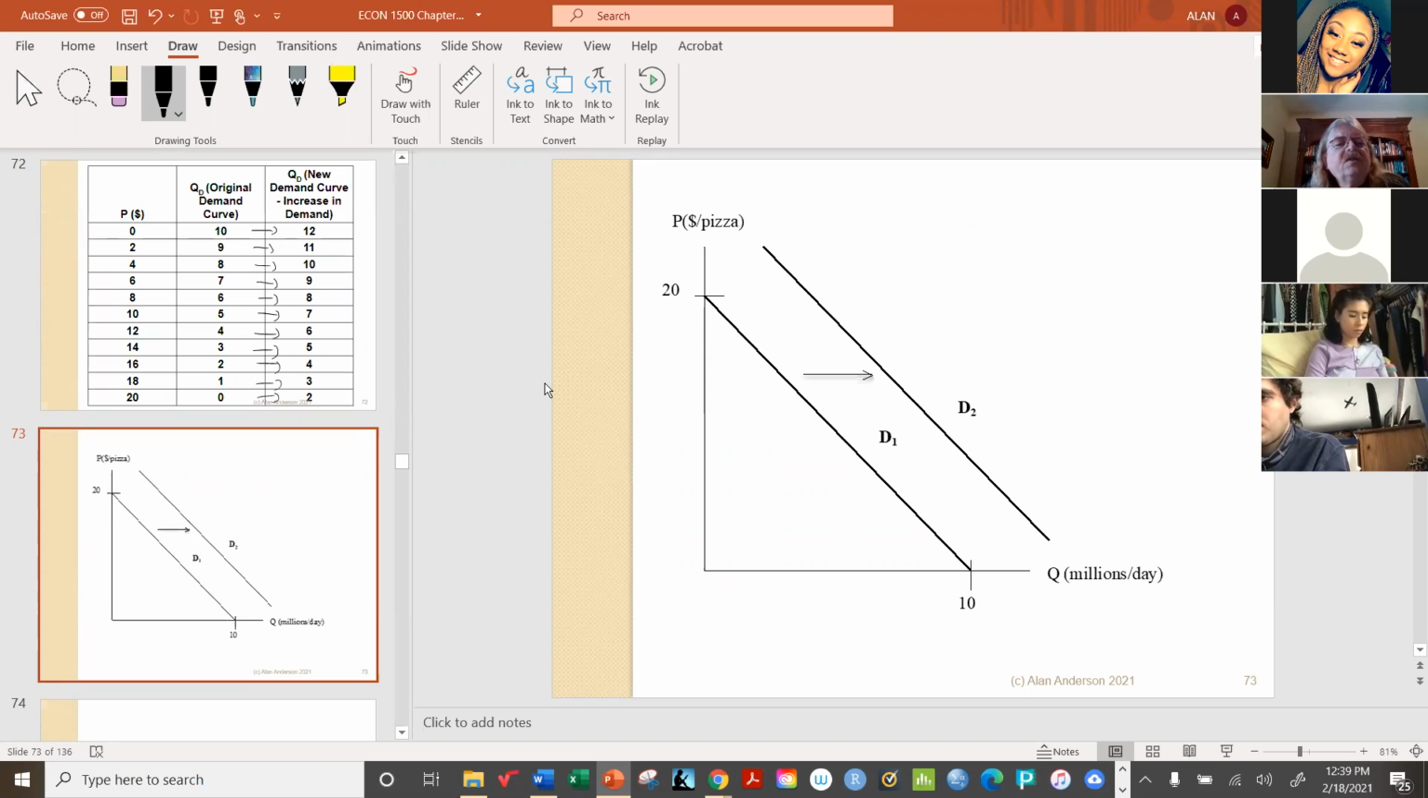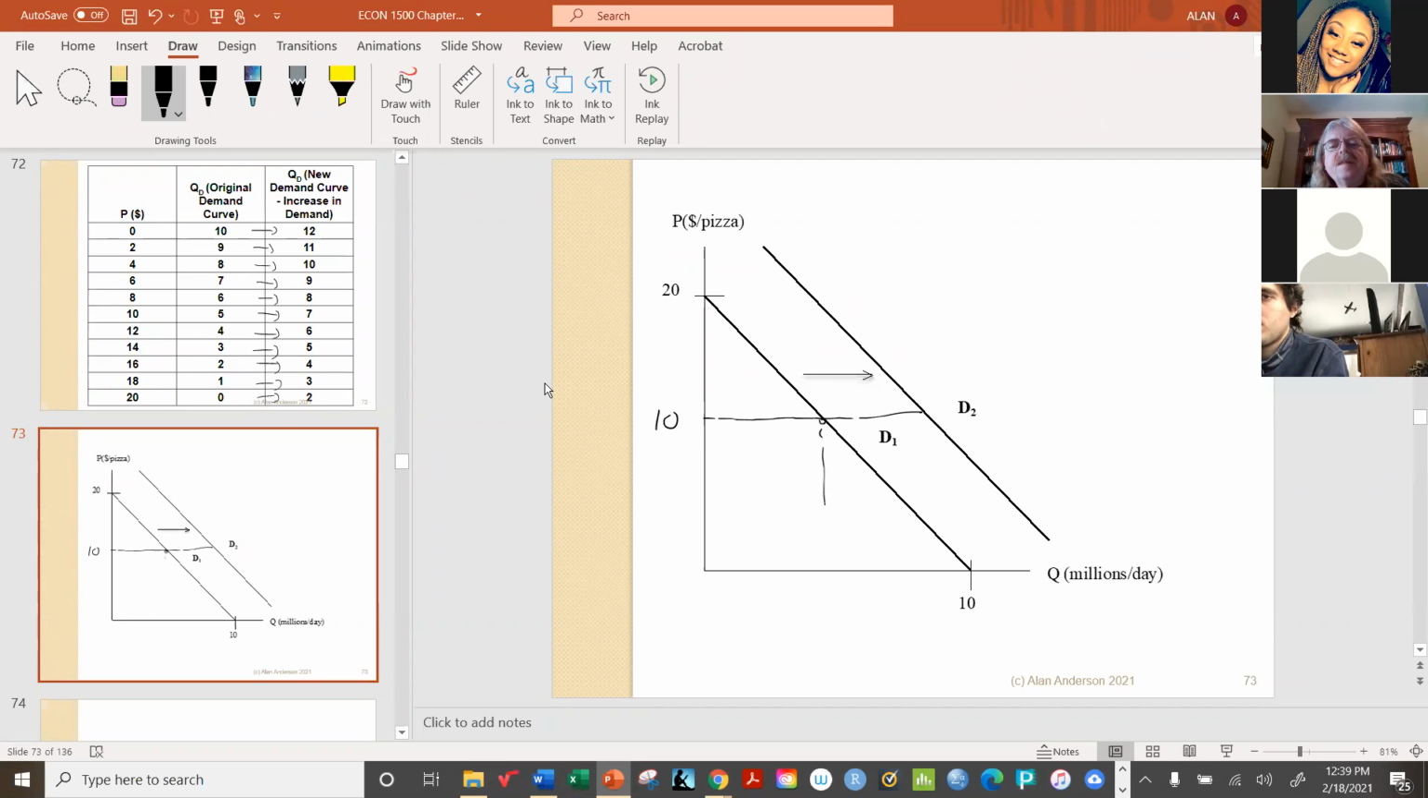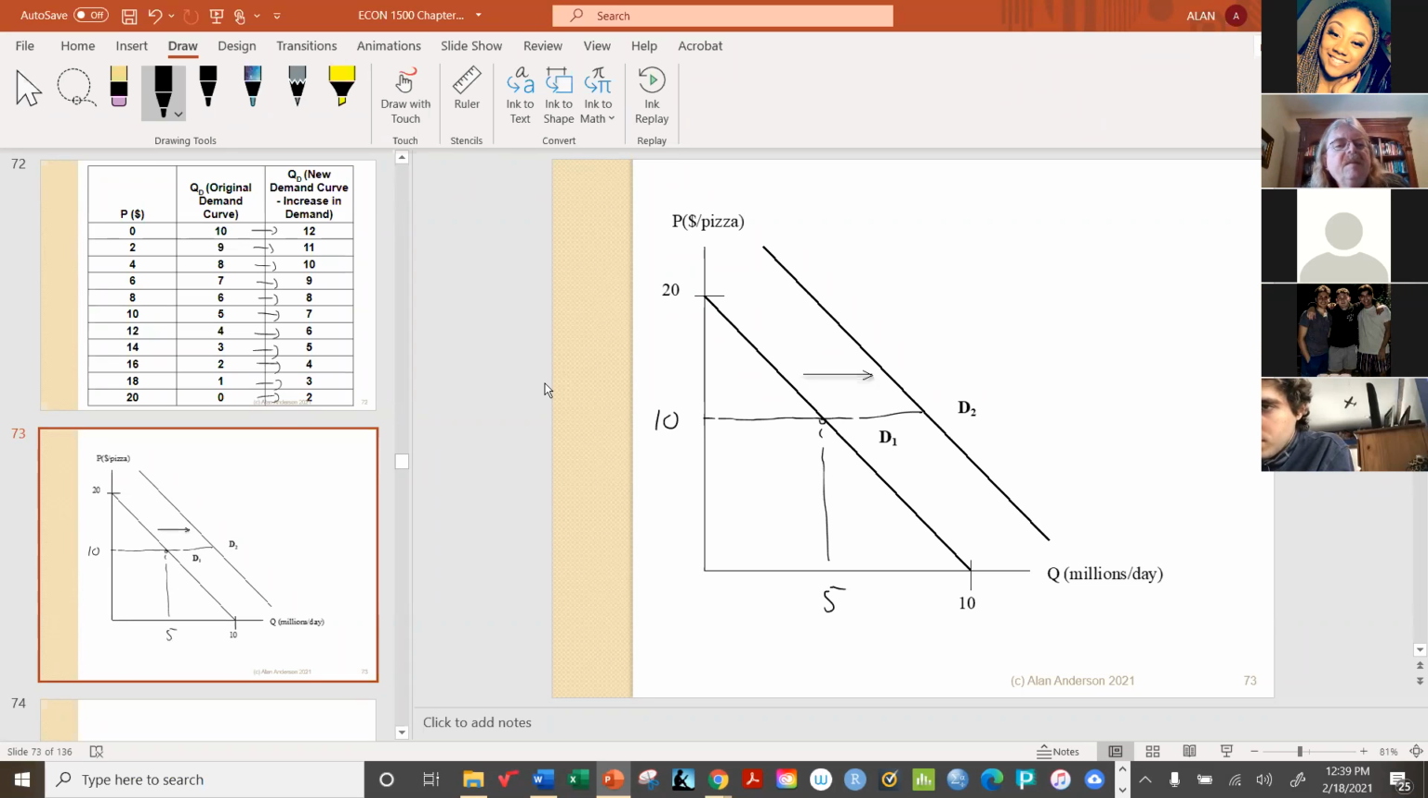So in other words, when we originally had a price of 10, you might recall that people were willing to buy 5 million pizzas. But now, when the price is 10, people are willing to buy 7 million pizzas. So that's how you can tell that the curve must be in a different location, because everything's shifted to the right, to remind us that at the new higher income level, people are willing to buy more pizza no matter what the price is.